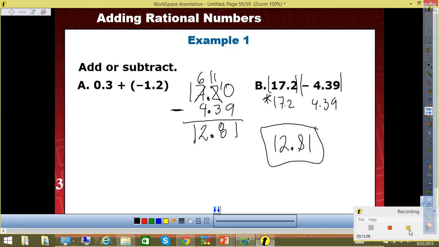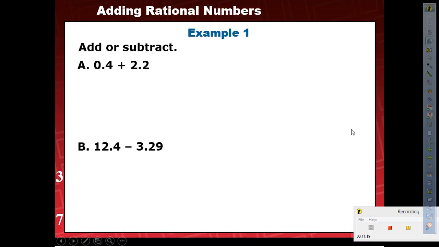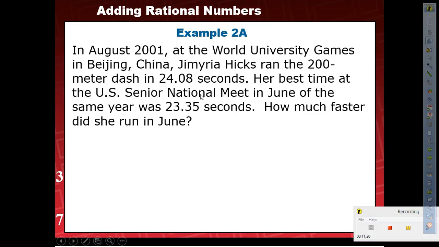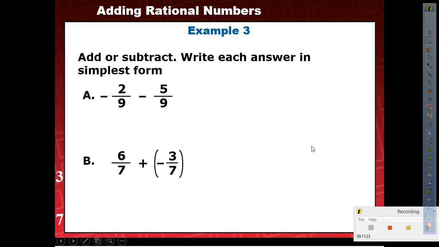Give me a second. Now that we got these, let's move on to fractions. Yay! Okay, I'll come back to that one. Copy this one, please. Example 3A and 3B. Copien este. Ejemplo 3A y B. Just copy them. I'm going to go over them, and then we're going to do these together. Okay? Copy that.